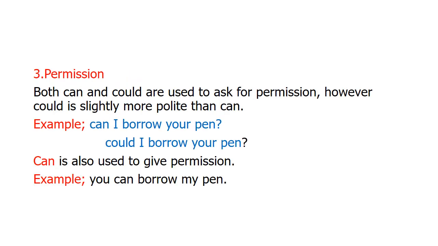Permission. Both can and could are used to ask for permission. However, could is slightly more polite than can. Example: can I borrow your pen? Could I borrow your pen? The second sentence appears to be slightly more polite than the first one because in the second one we have used could. Can is also used to give permission. Example: you can borrow my pen.